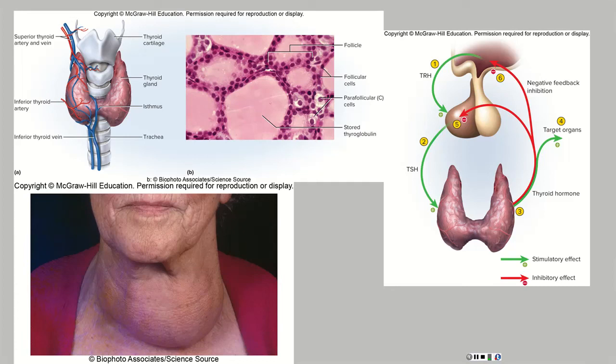Calcitonin also decreases osteoclast activity. We don't want them to break bone down right now because that would spill calcium out into the blood and cause blood calcium to go up. That is not what we want in this case. So calcitonin increases osteoblast activity and decreases osteoclast activity. The result is calcitonin lowers blood calcium and blood phosphate.